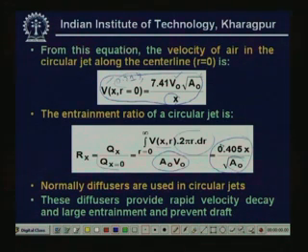Normally diffusers are used in circular jets. Normally you do not have hollow circular jets. The diffusers are used in circular jets. What is the purpose of the diffusers? These diffusers provide rapid velocity decay and large entrainment and thereby prevent draft. So, that is the reason why diffusers are used.